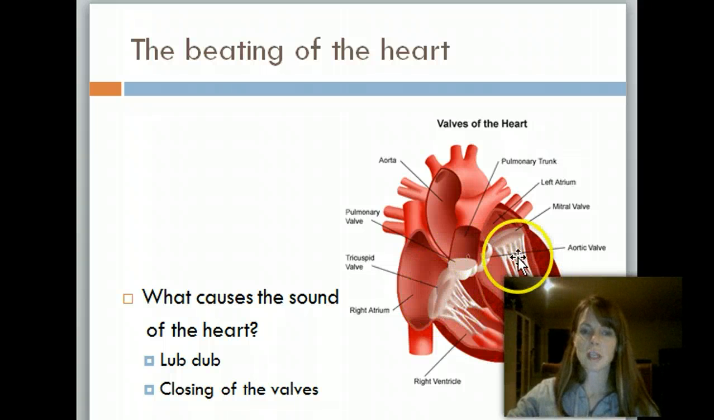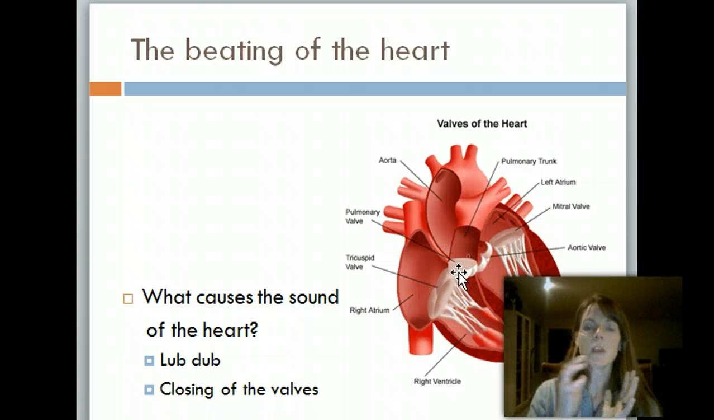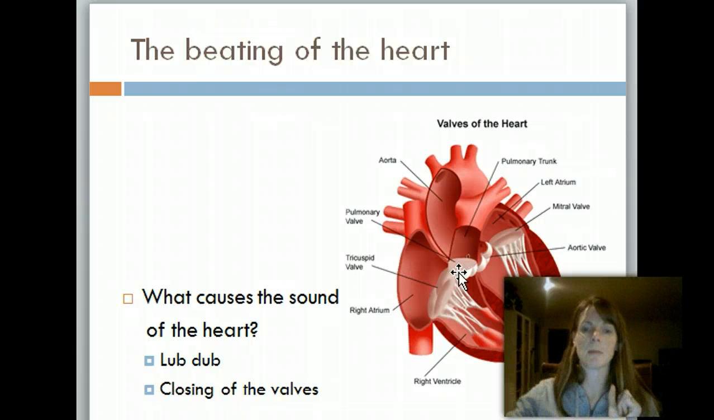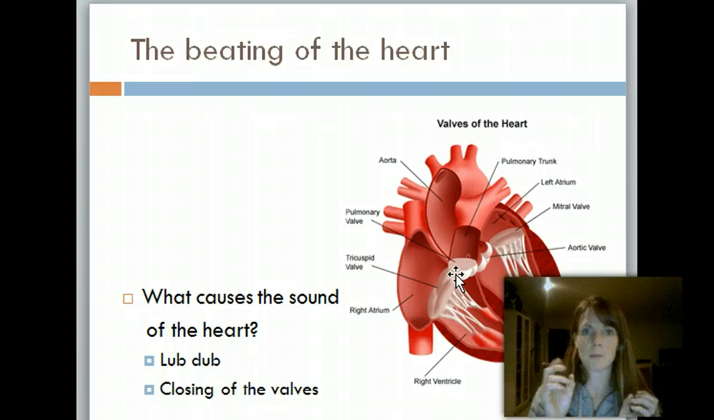So the cuspid valves, or the AV valves, close at the same time. Believe it or not, both sides of your heart are actually pumping at the same time. So when these valves close together, that's the sound of the lub. And then the other sound, the dub sound, comes from the closing of these semilunar valves. So the valves work together in pairs. Those AV valves close up, and you'll hear the lub, and then the dub sound, obviously, from these two closing, okay?